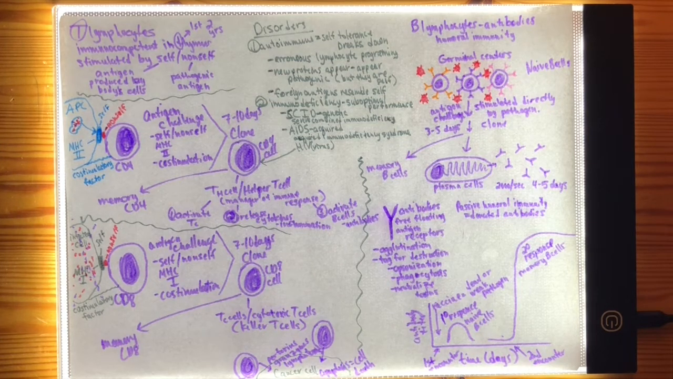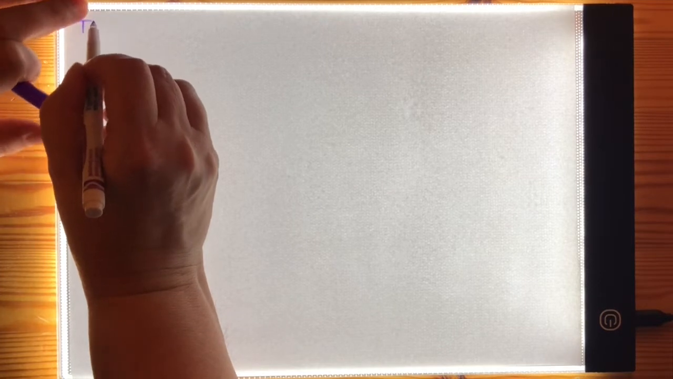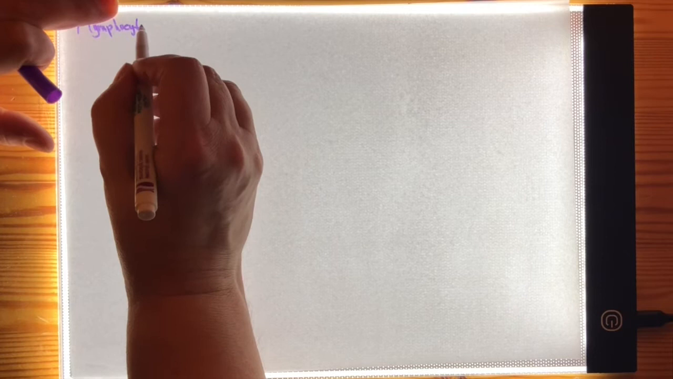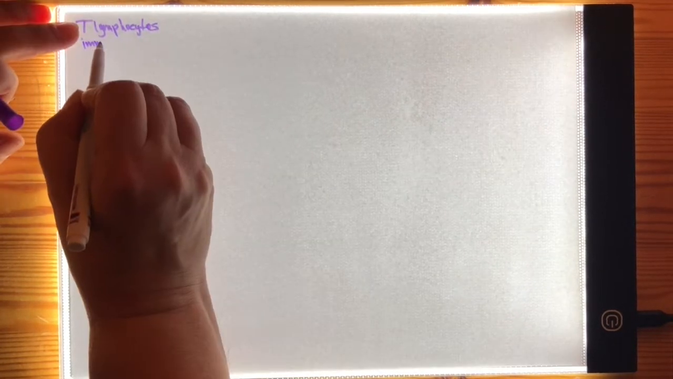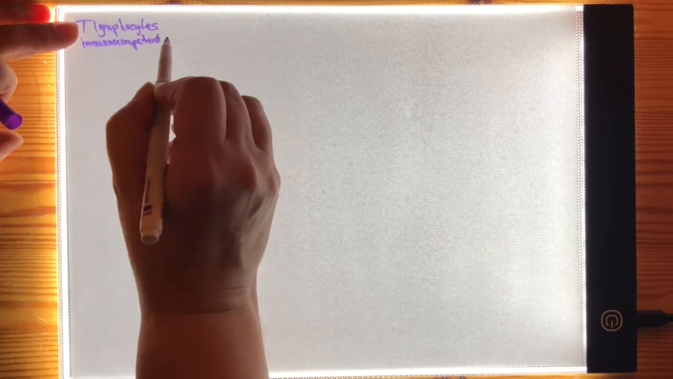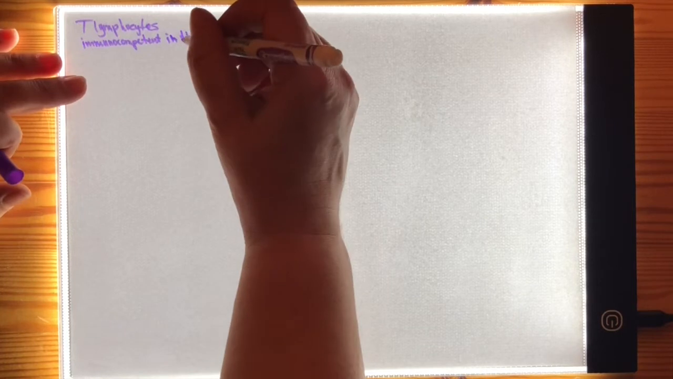Well, let us discuss the last part of the immune system, the third line of defense, the specific immunity. All right, so we're going to start off by discussing T lymphocytes. T lymphocytes are so called because they become immunocompetent inside of the thymus. So we have that tie-in between the T in the thymus and T lymphocytes.